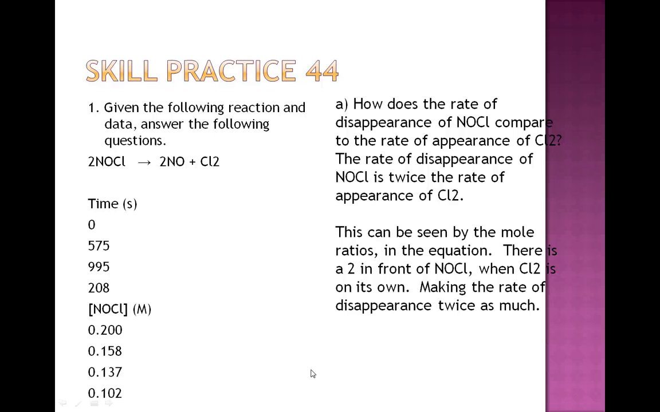Okay, so skill practice 44, number 1A. The rate of disappearance of NaCl will be twice the rate of appearance of Cl2. Now this can be seen by the mole ratios in the equation. There's a 2 in front of NaCl when Cl2 is on its own, making the rate of disappearance twice as much.